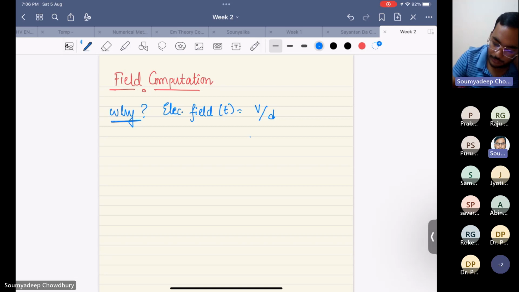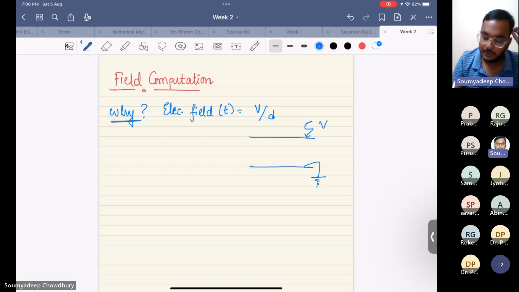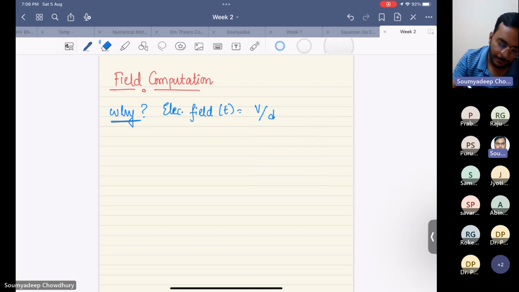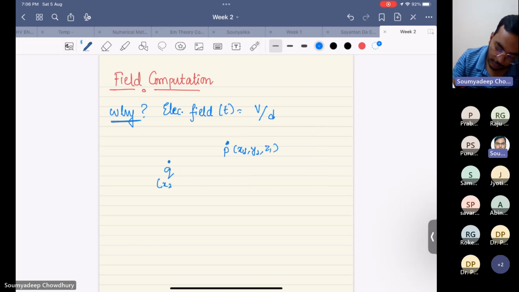So the simplest geometry we can think of is a parallel plate capacitor. We apply a high voltage on one of the plates and we ground the other plate. Now, field computation, which you have learned: suppose you have a point charge Q and a point P. This is x1, y1, z1, and this is x2, y2, z2. So this is the particular coordinate of that point charge, and we have a point P here.